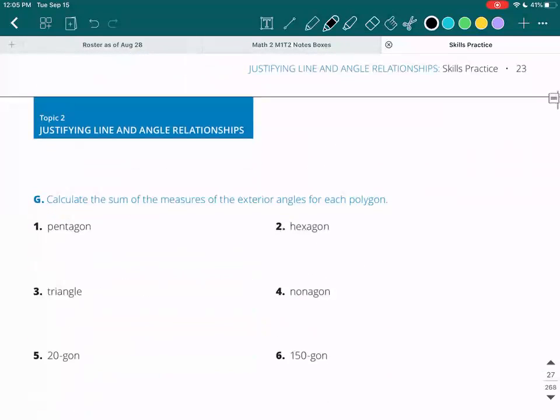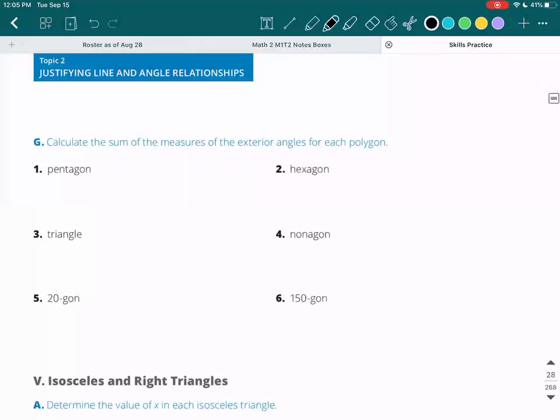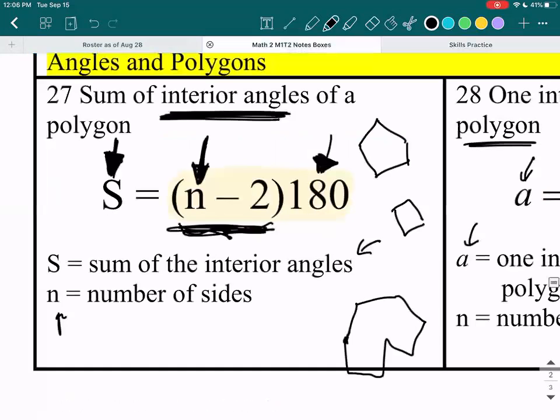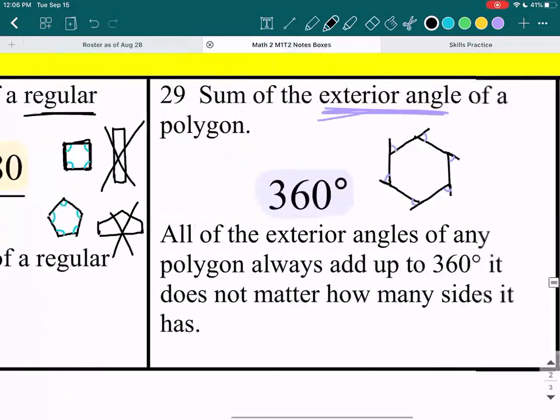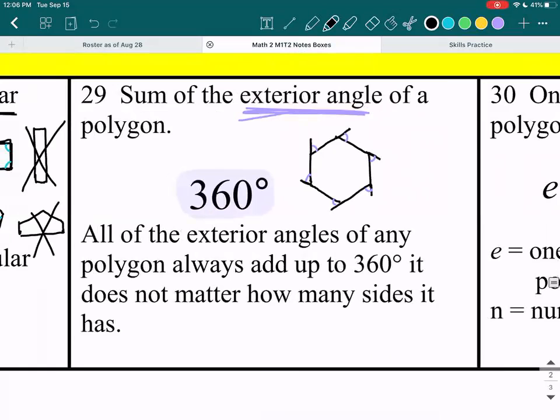Cool. Then let's go to the next page, which is our last page over here. Calculate the sum of the measures of the exterior angles for each polygon. So for this one, we don't really get to do a little discovery like we did for the interior angles. However, let me refer back to our notes. For exterior angles, nope, not this one. Sum of the exterior angles of a polygon is always 360 degrees. It doesn't matter how many sides it has. It literally says that it does not matter how many sides it has. Okay, so 360 degrees for the exterior angles.